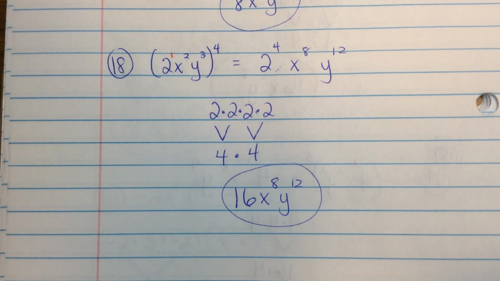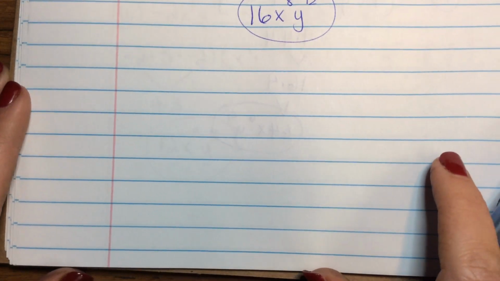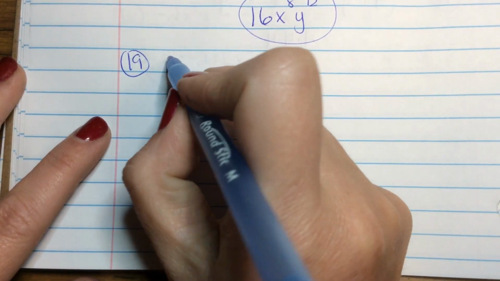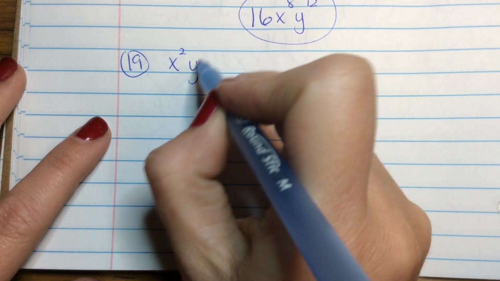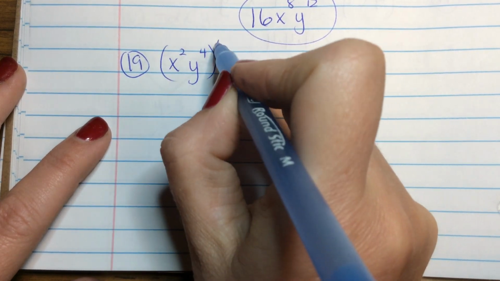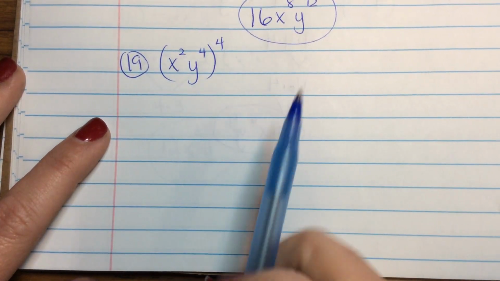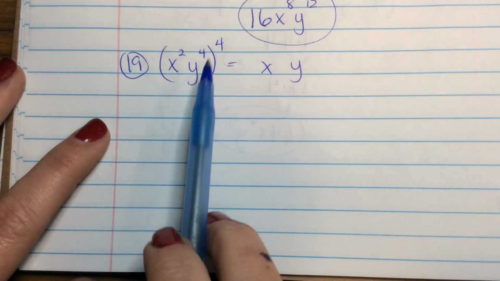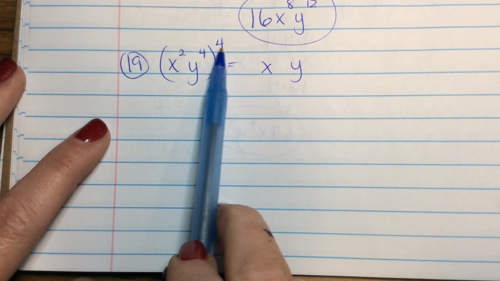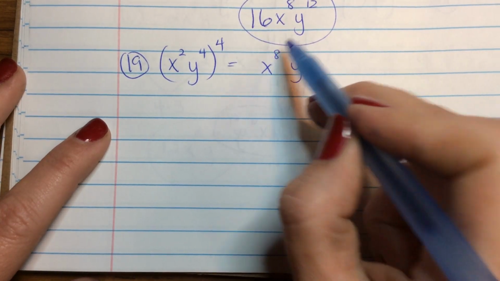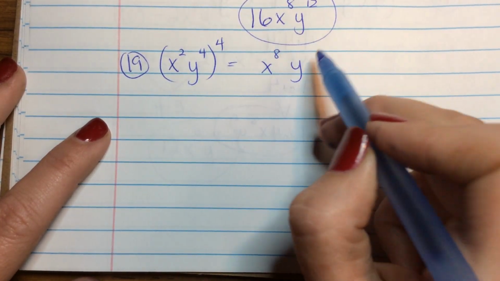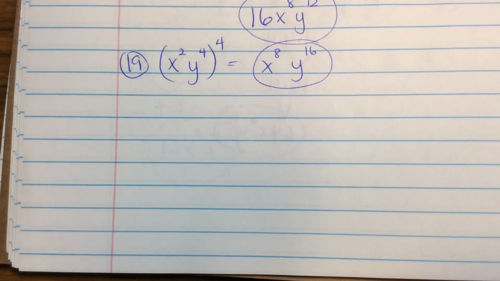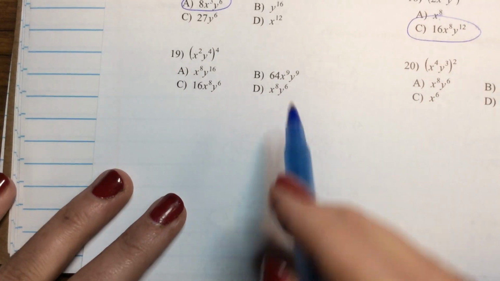All right, 2 left. Number 19. And we have x squared, y to the 4th, and everything's being raised to the 4th power. We don't need to rewrite anything or fill anything in because there's nothing missing. So we got 2 times 4 is 8, and then 4 times 4 is 16. Final answer. I like them better when they don't have numbers.